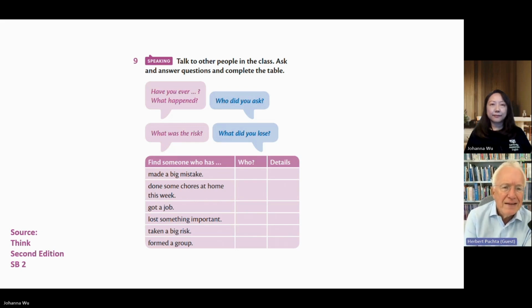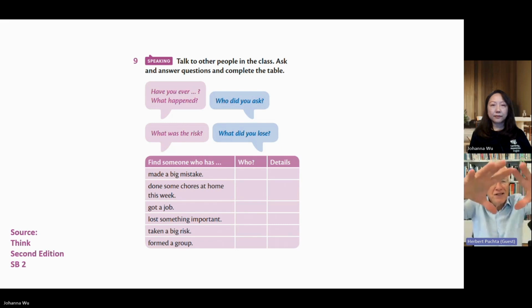So the question is, have you ever... what happened, what did you ask, what was the risk, what did you lose? So for example, have you ever lost your watch? What happened, etc. This is, of course, taken out of the context of a whole page, okay?